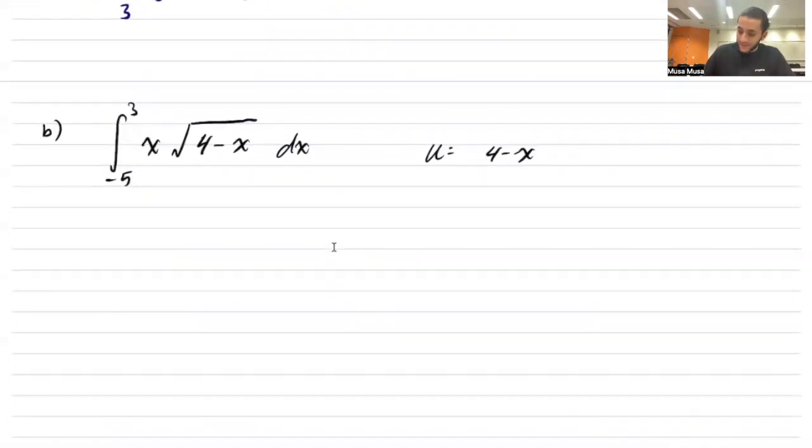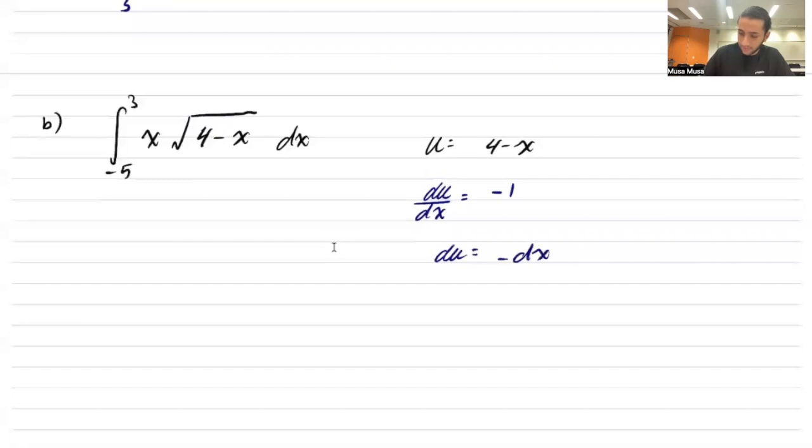Letting u equal 4 minus x, that means du on dx equals, we've got to differentiate the right-hand side with respect to x, that's minus 1. That means that du equals minus dx, by having multiplied this side by dx and this side by dx. Because this is a definite integral, we also have to change the x limits to u limits.